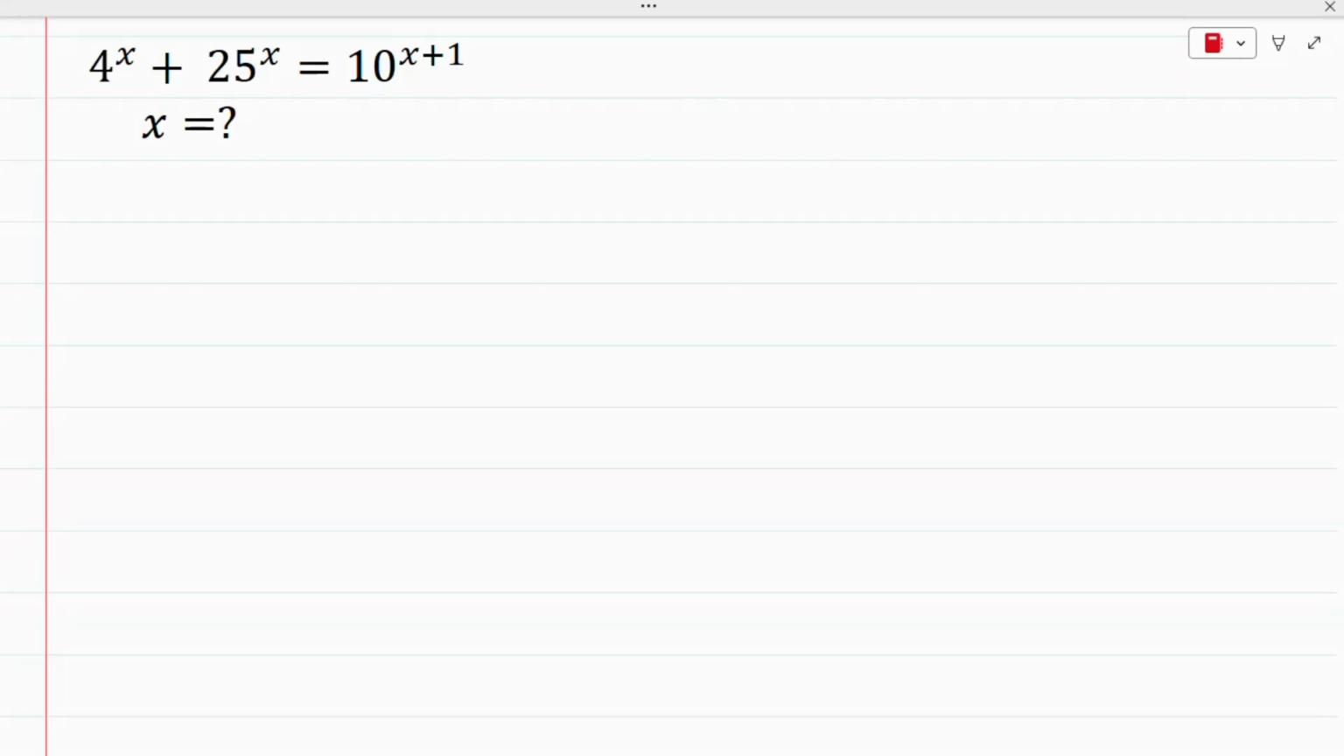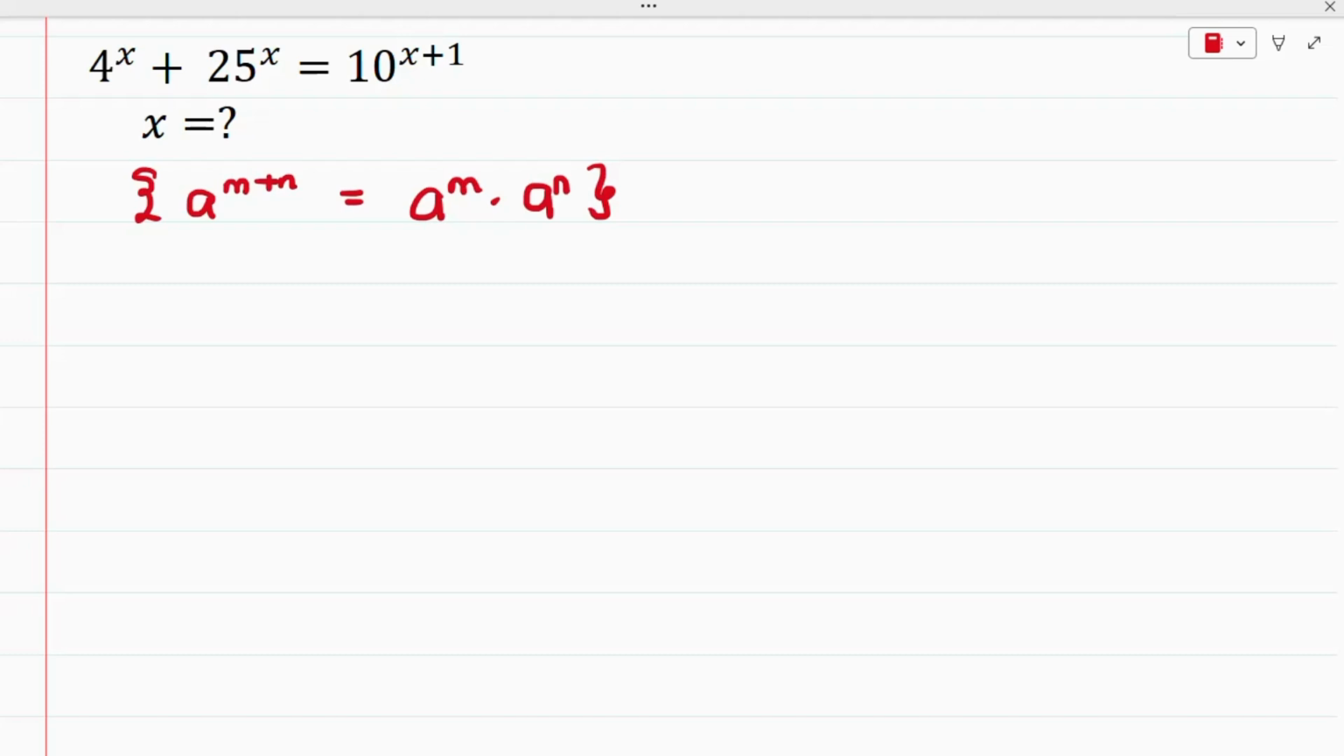So right here guys, we have this Olympiad math problem and we are to find the value of x. The first thing we want to do is to apply the property of exponents that says if we have a raised to the power of m plus n, this is equal to a raised to the power of m multiplied by a raised to the power of n. So we're going to apply this property to the left hand side of this equation.